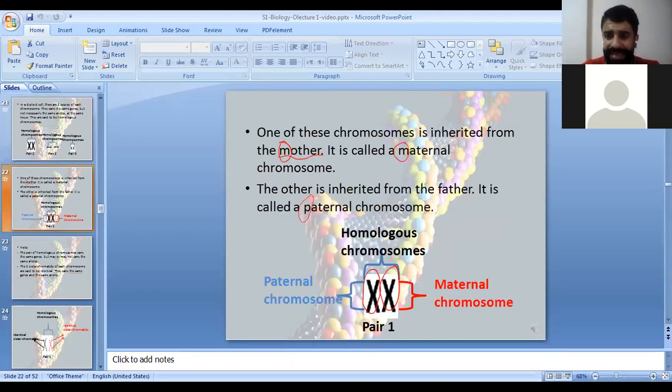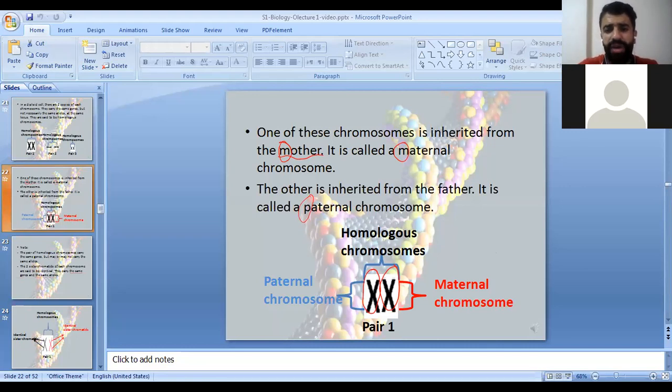One of the chromosomes is inherited from your mother. For example, one chromosome of pair number 10 is inherited from my mother, and the second one is from my father. The one inherited from my mother is called maternal. I told them it's like mama. The mama chromosome is maternal, meaning from the mother. The other chromosome is inherited from the father. It's called paternal. I told them it's like papa. So mama is maternal, papa is paternal. So we have maternal and paternal chromosomes.